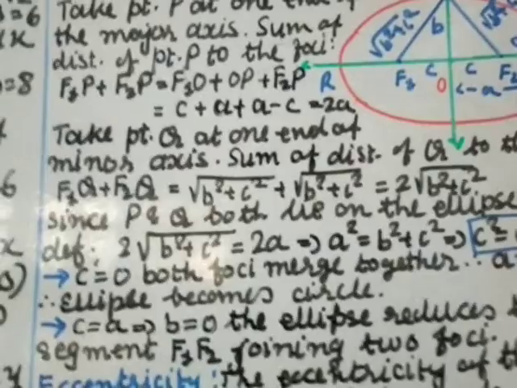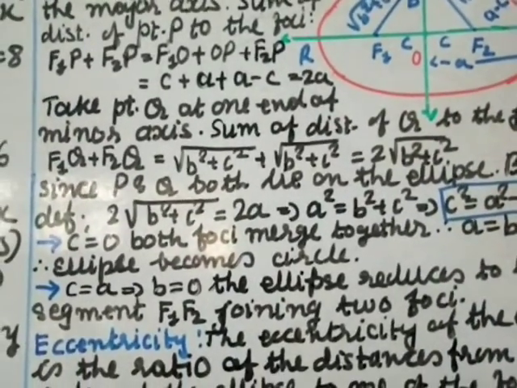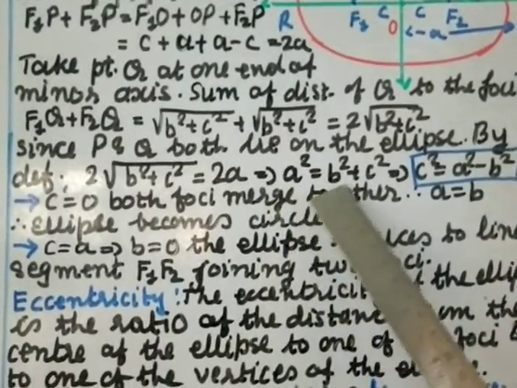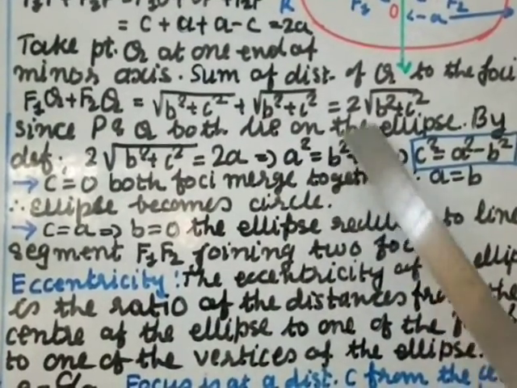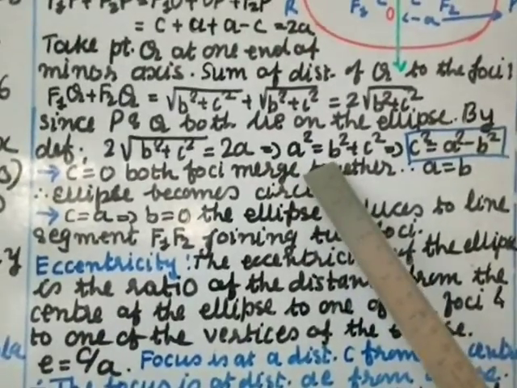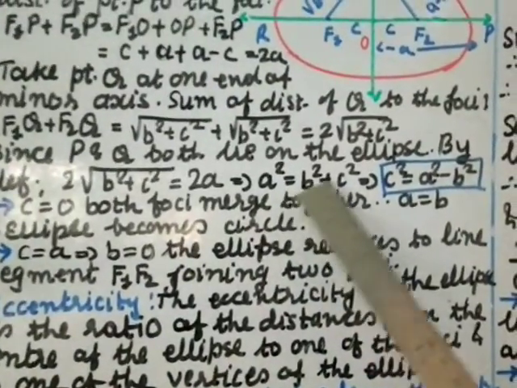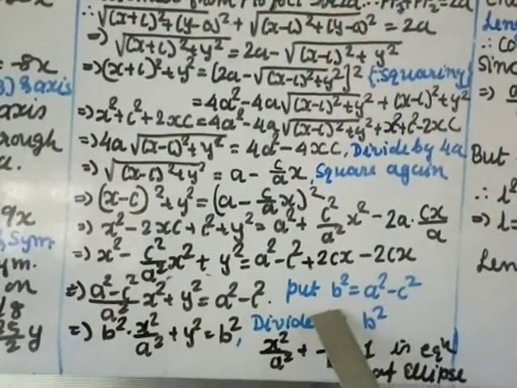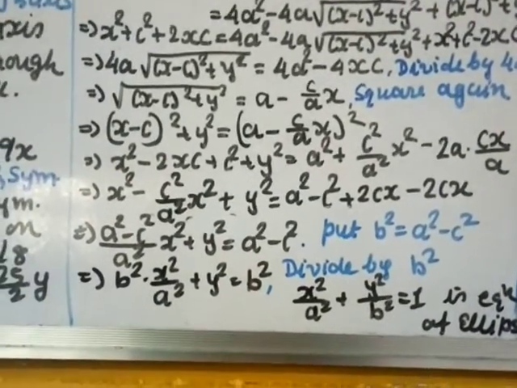But now we already saw the relation between the semi-minor axis, semi-major axis, and the distance of focus from the center, that is given as a square equal to b square plus c square. So if you transfer this c square over here, it becomes negative, so a square minus c square will be b square, right? So let us use this value of b square. So I put here a square minus c square as b square. Okay, the relation which we already proved.